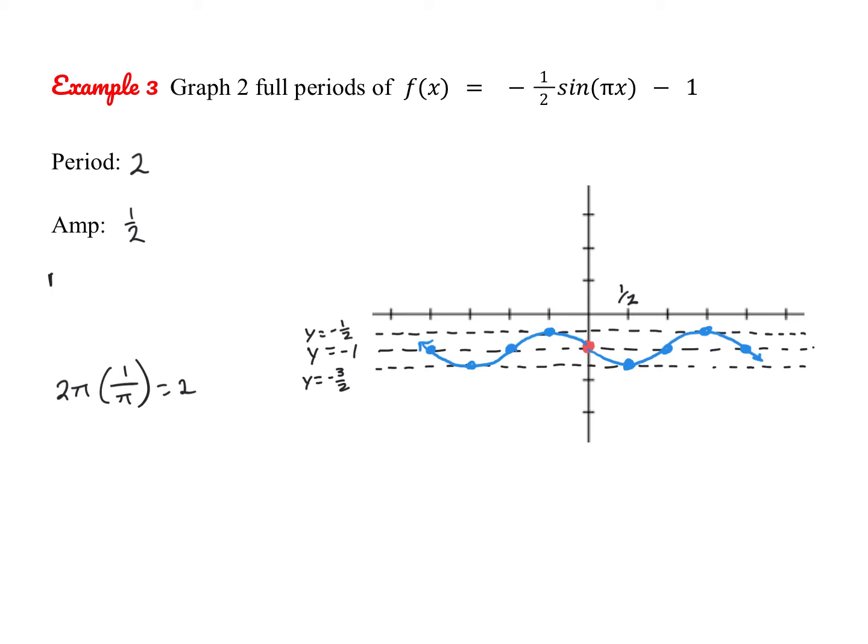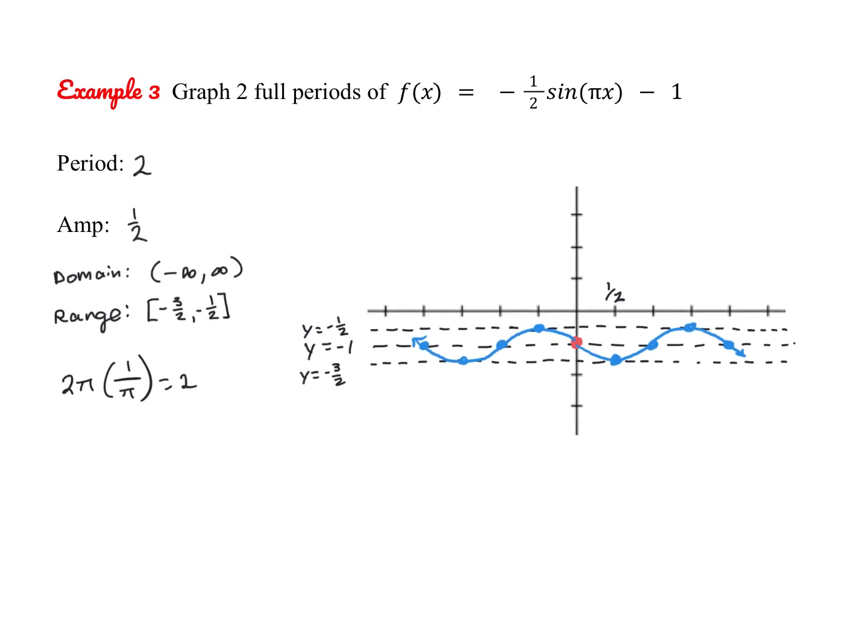And then let's also describe the domain and range. So negative infinity to positive infinity. And our range, as you can see, is negative 3 over 2 to negative 1 over 2. And there you have it.